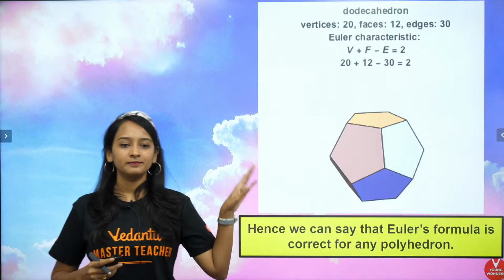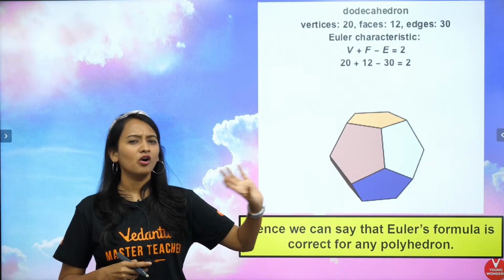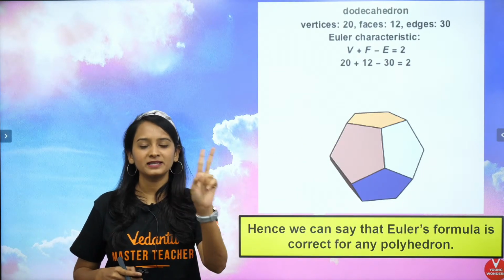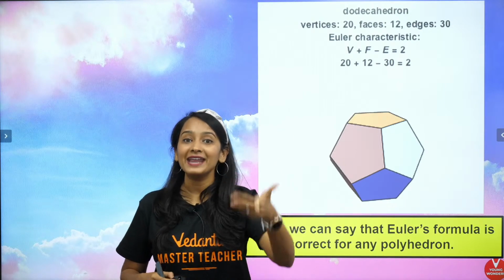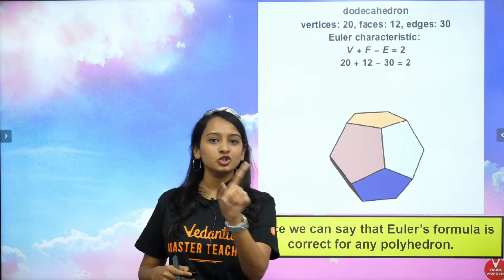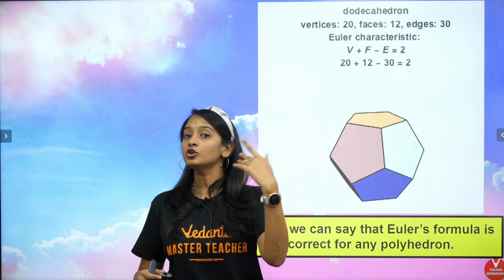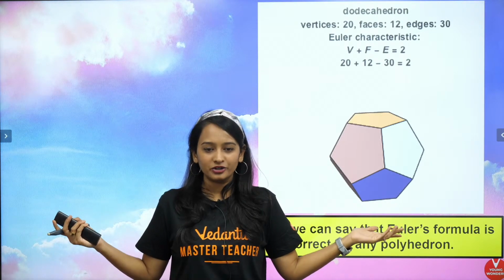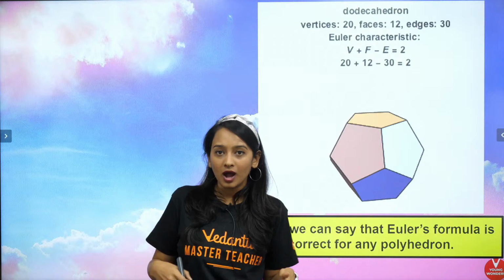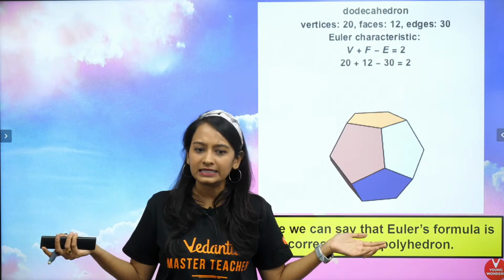So guys, okay, let me explain this Euler's formula again. Euler's formula kuch nahi hai. Faces plus vertices minus edges of any polyhedron has to be equal to 2. अगर वो 2 नहीं हुआ तो वो polyhedron नहीं है. अगर वो 2 हुआ तो it is a polyhedron. That's it. Yeah?